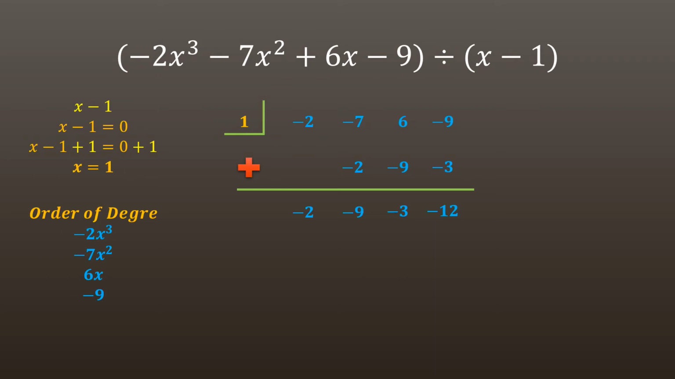So we have now our quotient. We end it by that, and we write the quotient. We write negative 2x squared, because you deduct 1 degree because of the x minus 1. That's 1 degree, right? So you deduct that from the 3. And that's the numerical coefficient. Next, we write negative 9x, and then negative 3 going down. And then we write negative 12 over x minus 1. The 12 is our remainder, and x minus 1 is still there.